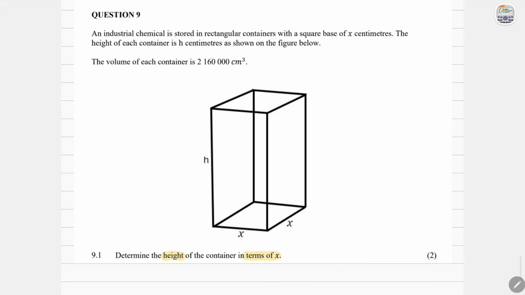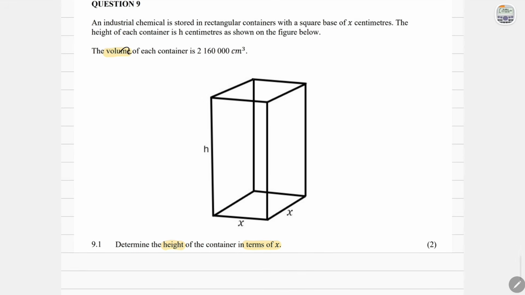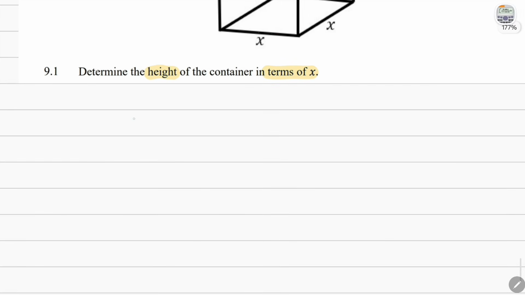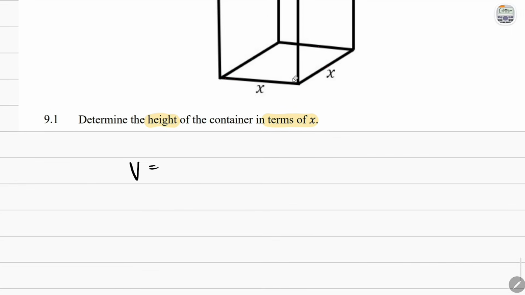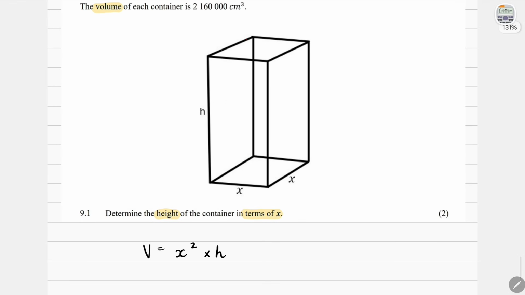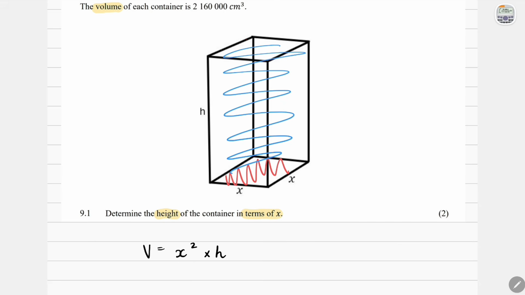Okay, so they've given us the volume. And to determine the height, we can think about how volume is calculated because it will include the height. So volume is equal to the area of the base, and the base is a square, so that's going to be side times side, so x times x, which is x squared, multiplied by the height. Okay, it's always area of the base. You can find the area of the base, and then you multiply it by the height, you will get the entire volume of the shape.